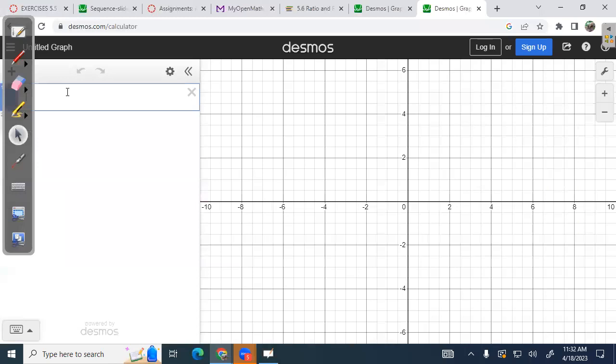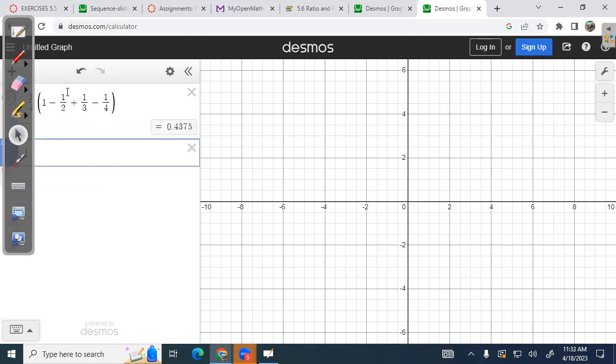So first I'm going to enter what I think the convergent value is. It's 3/4 times parentheses 1 minus 1/2 plus 1/3 minus 1/4. And then after that, everything goes away. I believe that's the sum. I'm going to call it S of x.